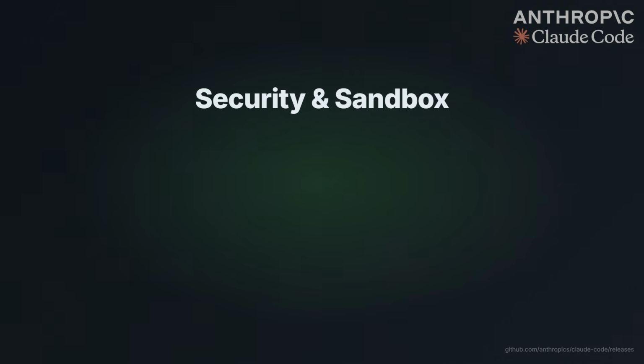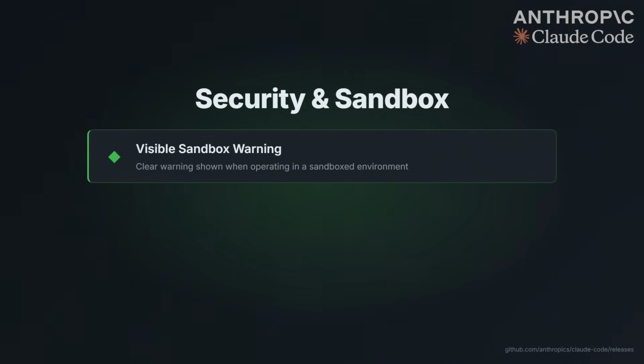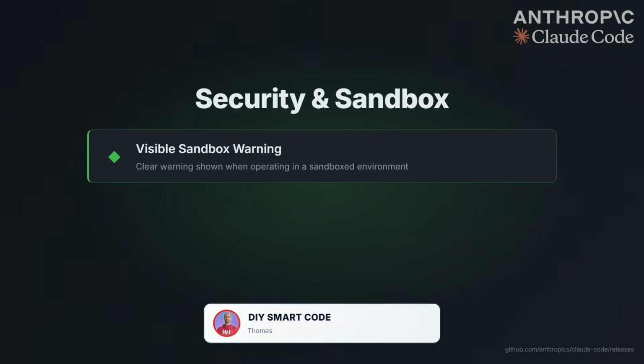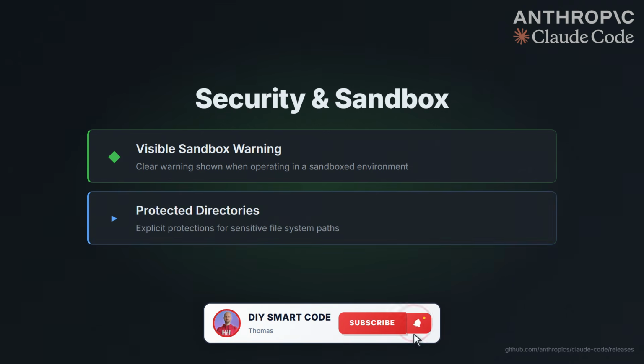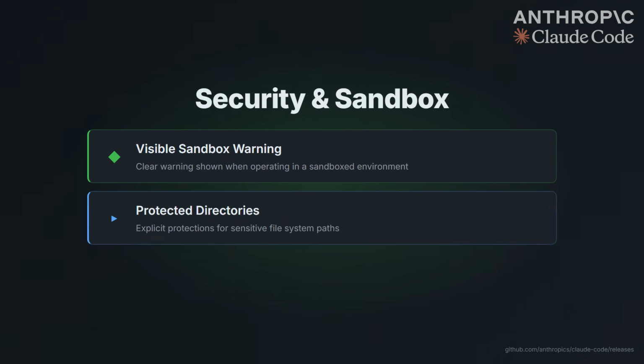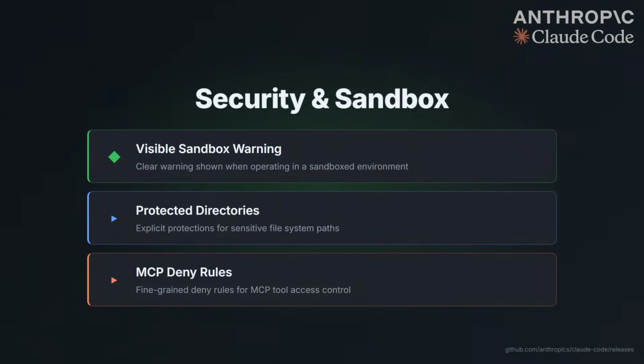Security gets a major tightening. If sandbox dependencies are missing, Claude Code now shows a visible startup warning, instead of silently disabling the sandbox. Protected directories like .git and .claude are no longer writable without a prompt in bypass permissions mode. And deny rules for MCP servers now properly remove blocked tools before they reach the model.